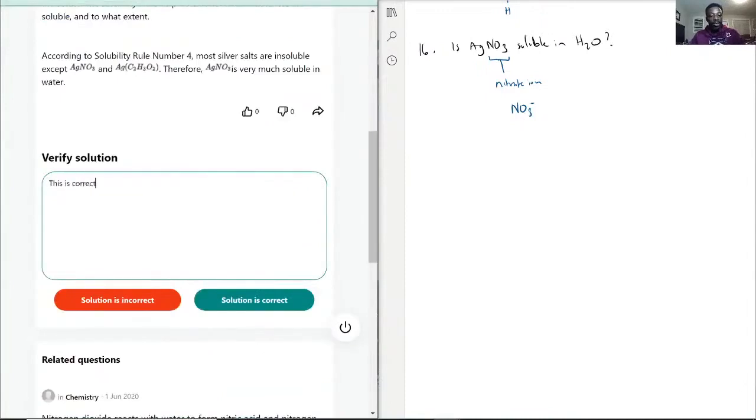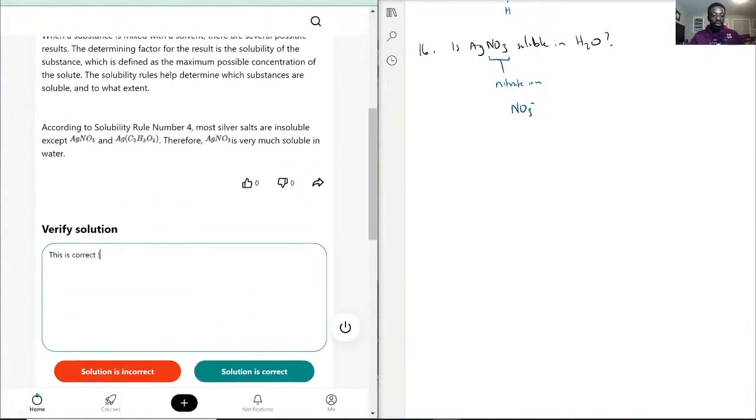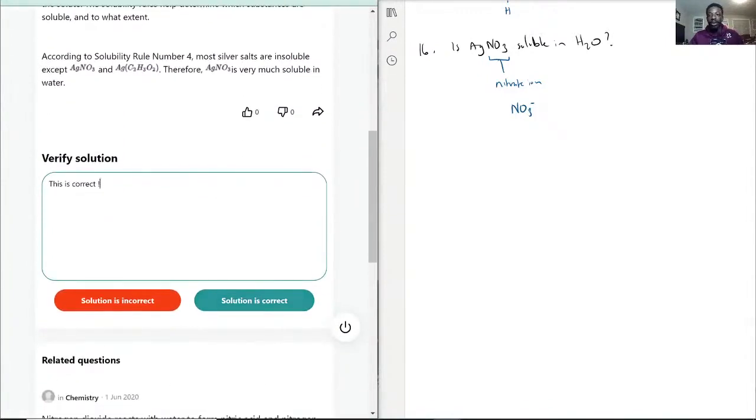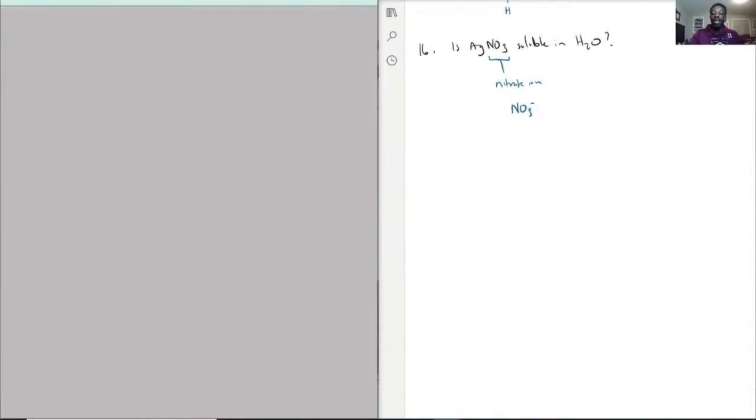But exactly, when it comes to nitrate, nitrate rules all and says, I frankly don't care what you are as a cation, you're going to dissolve in water, and that's that. With that being said, let's move on to the next question.